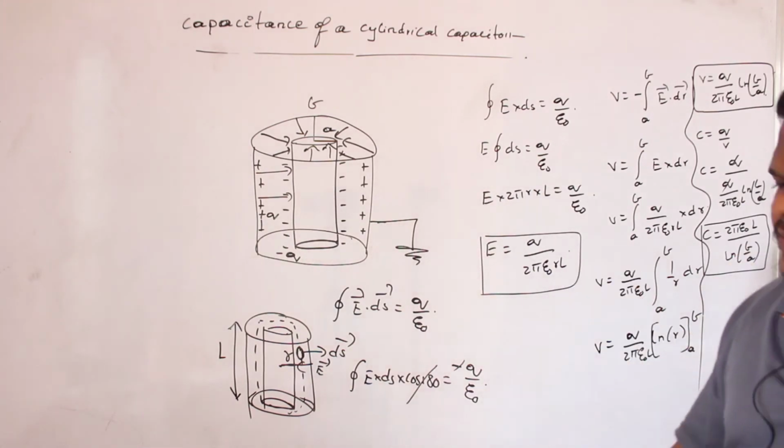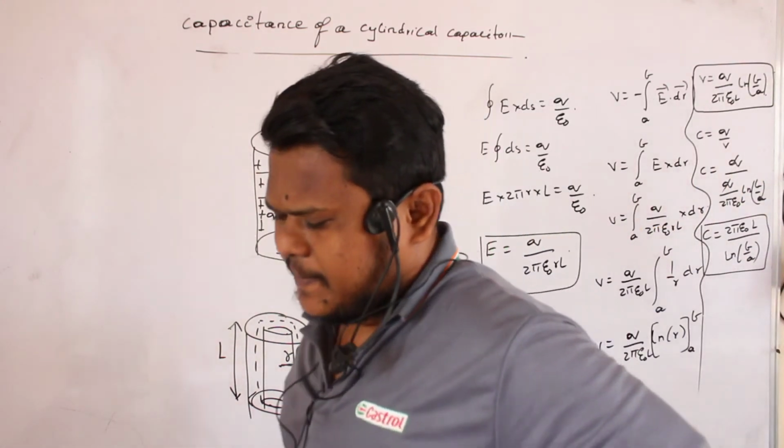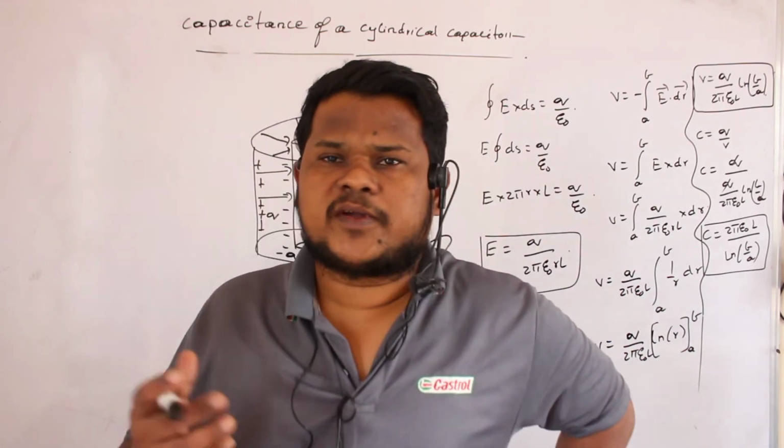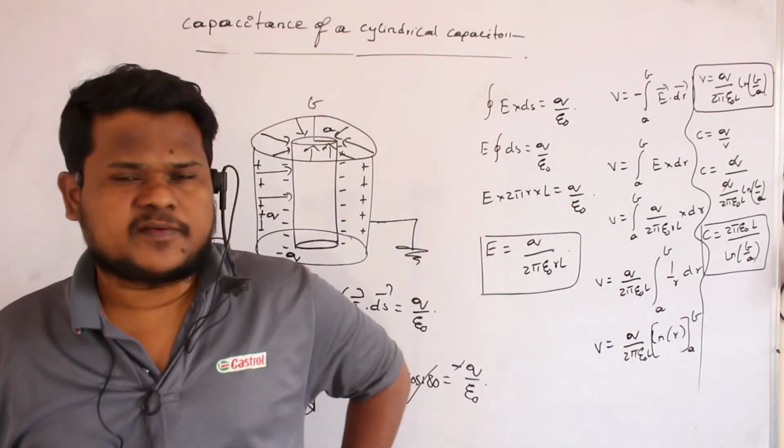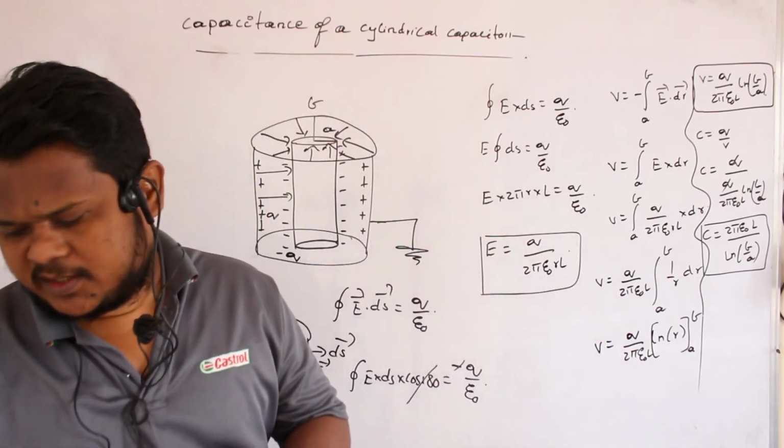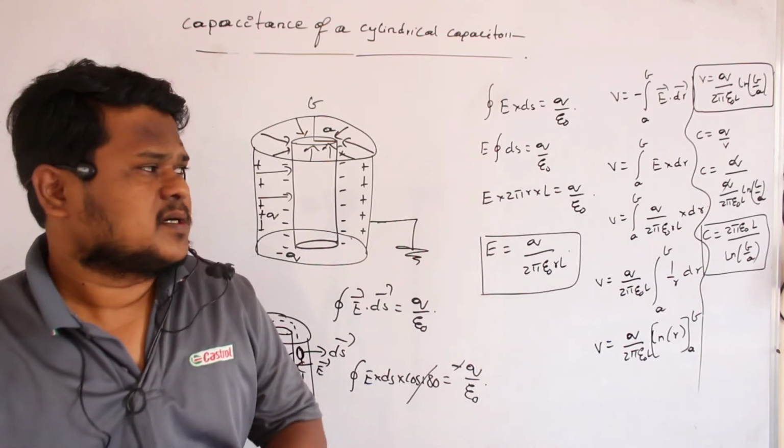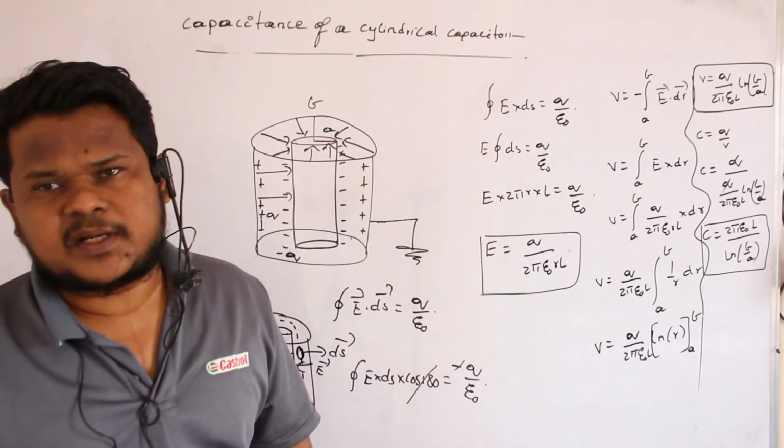So derivations are not so important. Just to make you understand how we got these equations, we have derived this one. So make a note up to here. Then we will do some problems on this cylindrical capacitor as well as the spherical capacitor.